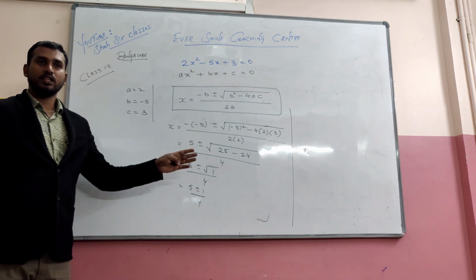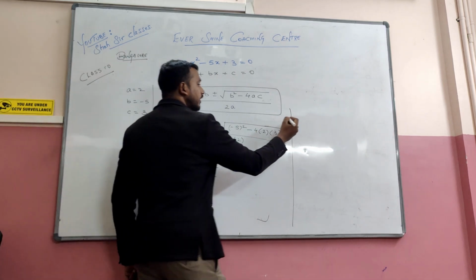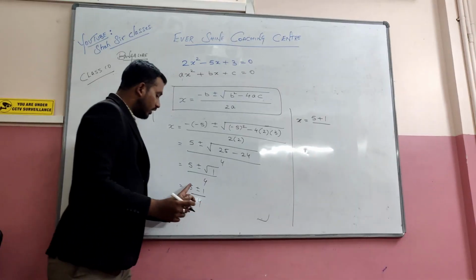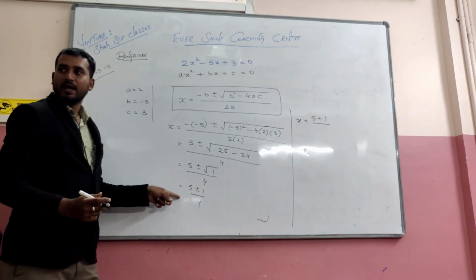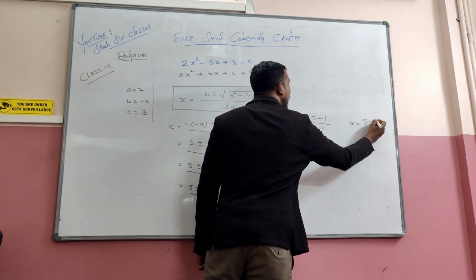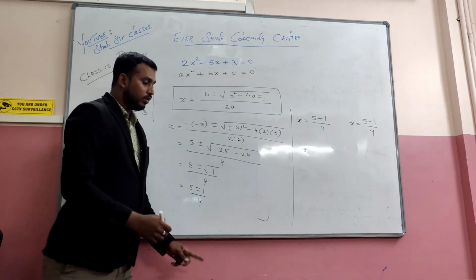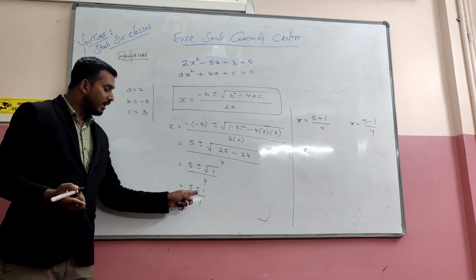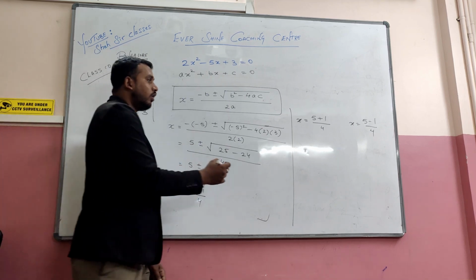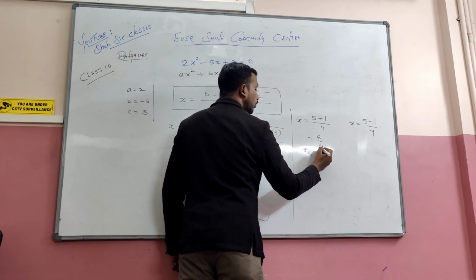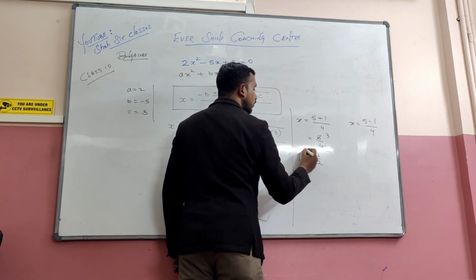Now we have to divide this value into two parts. So the first value of x is equal to 5 plus 1, can you see this? 5 plus 1 by 4. The second value is x equals 5 minus 1 by 4. One root is 5 plus 1 by 4, the other root is 5 minus 1 by 4. Now add up. 5 plus 1 is 6 by 4. 2 2s are 4, 2 3s are 6.